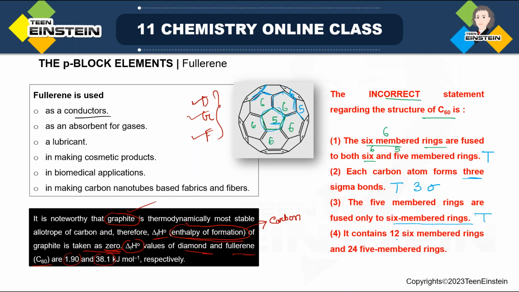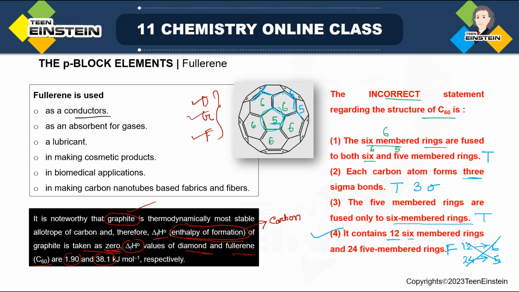It is saying that there are a total of 12 6-membered rings and 24 is the number of total 5-membered rings. But this is actually not correct. The total number of 6-membered rings is basically 20, and the total number of 5-membered rings is basically 12 only. So this statement is false.